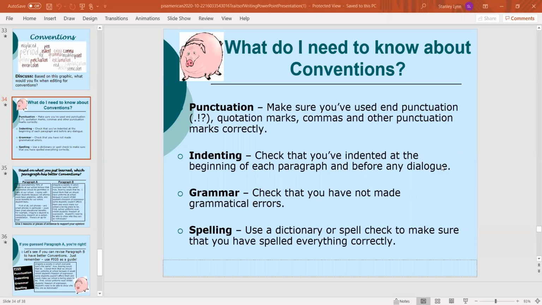And then lastly, Selma, we have spelling. First thing I would tell any student, turn on the spell check on your laptop or your computer, whatever you're using, okay? And then have a dictionary close by, okay? So you can double check if you need to. Any questions, Selma?